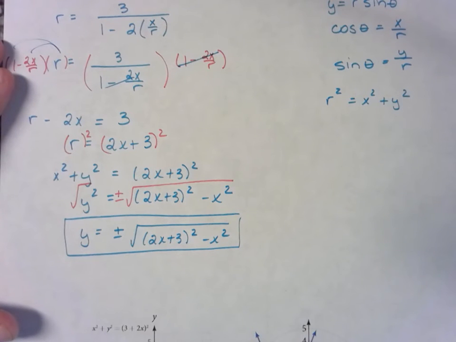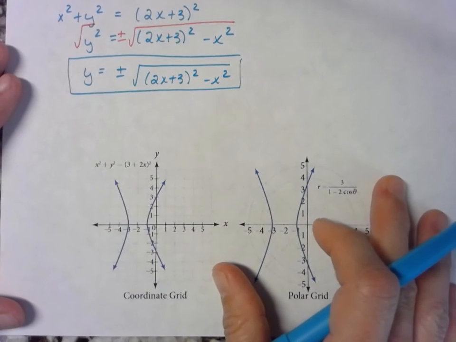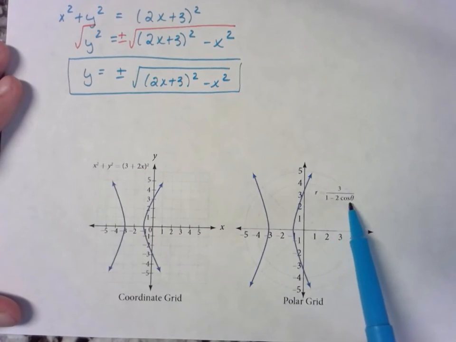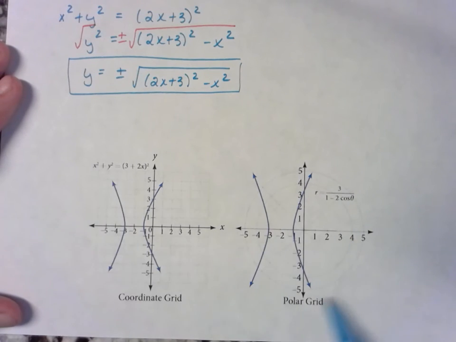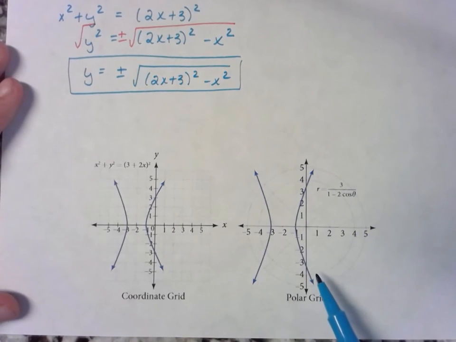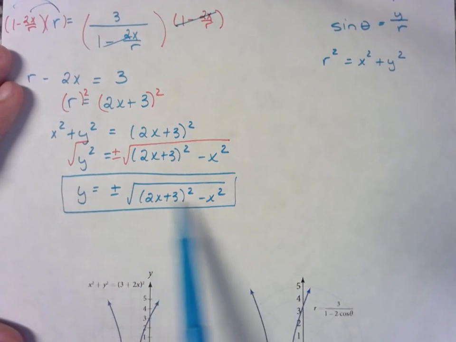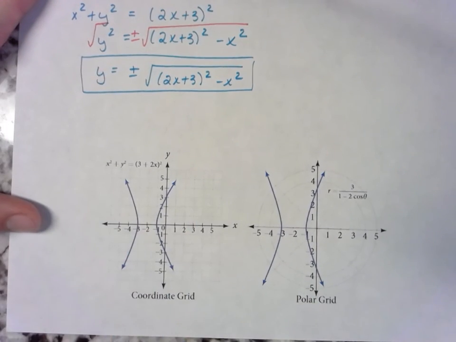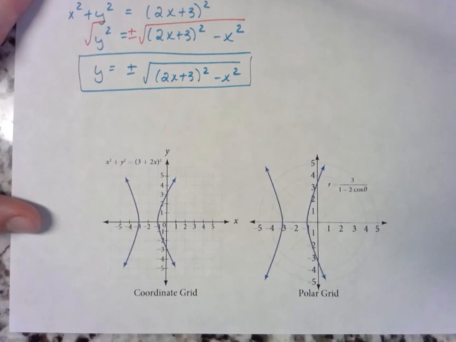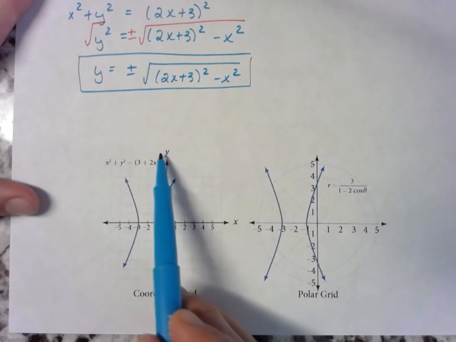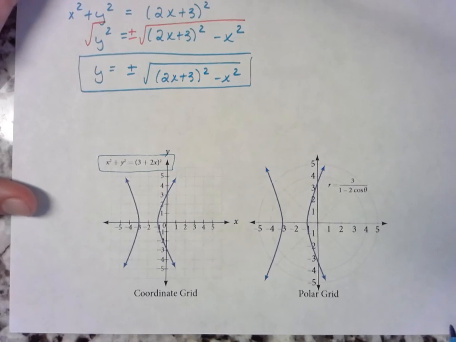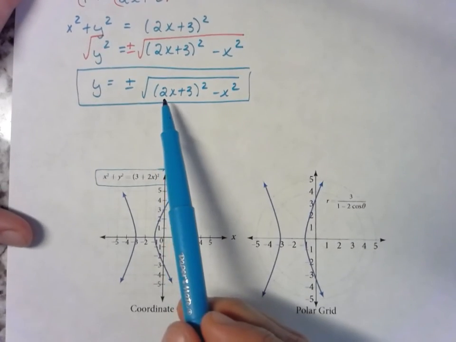Now, I will let you put these into your calculator to check them, but when you do, it will come out something like this. When you graph the 3 over 1 minus 2 cosine theta on the polar grid, you get this picture. And whenever you graph this equation, you end up with this picture. By the way, you can see how they left the equation here. It's actually better in that form, but to put it in your calculator, it needs to be in this form.